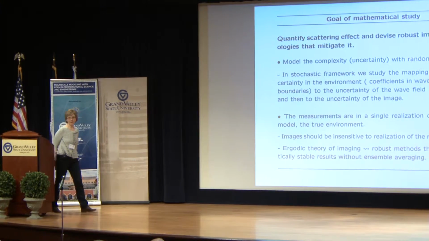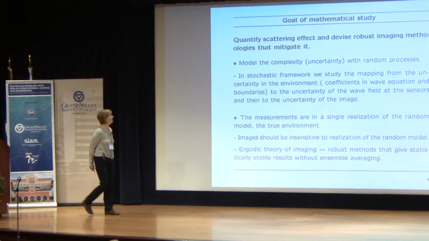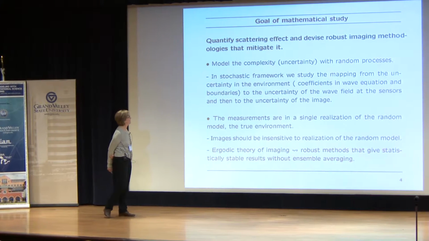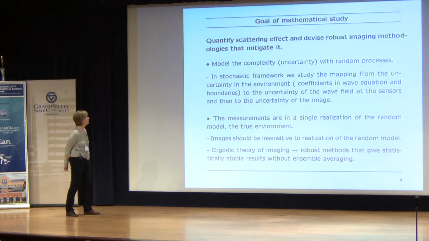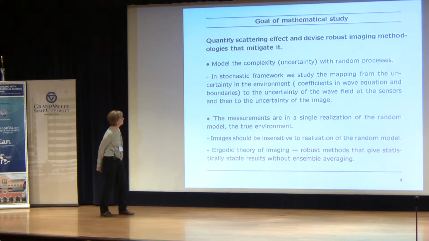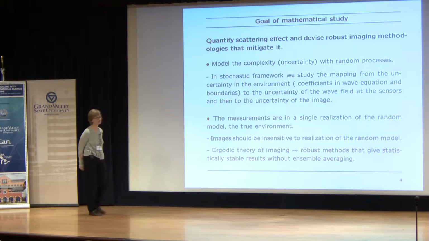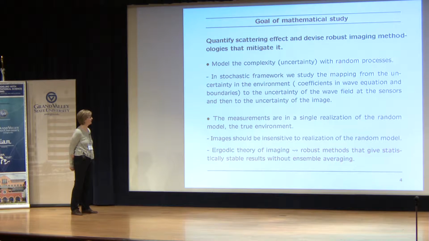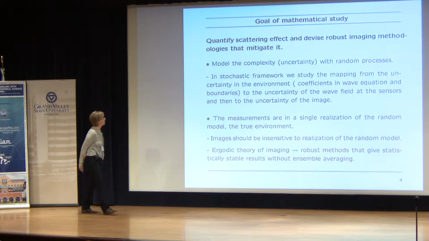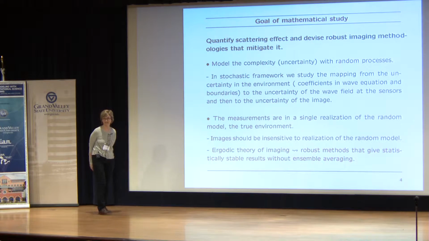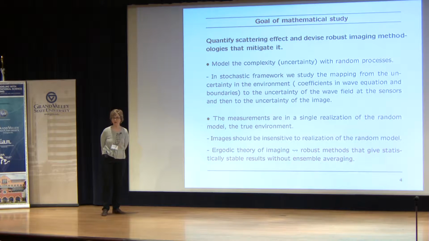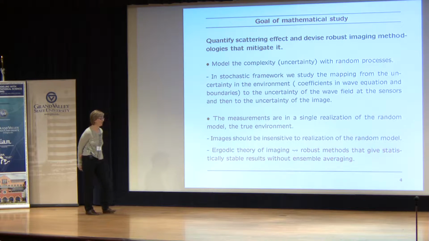Okay, so what we try to do in our study is we want to quantify this scattering effect, and we want to use what we understand from this analysis to devise robust imaging methodologies that mitigate this scattering effect. So in order to do so, what we do is we model the complexity, that is the uncertainty in the environment through which the waves propagate, with random processes.